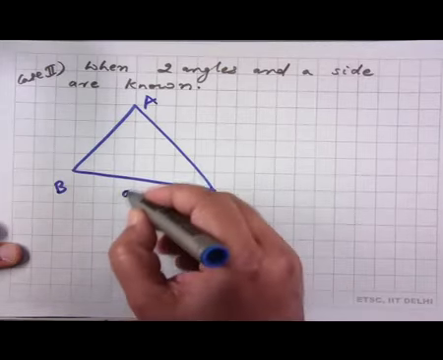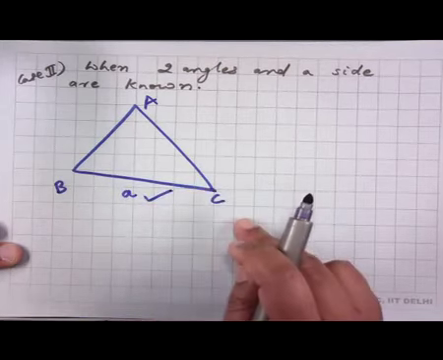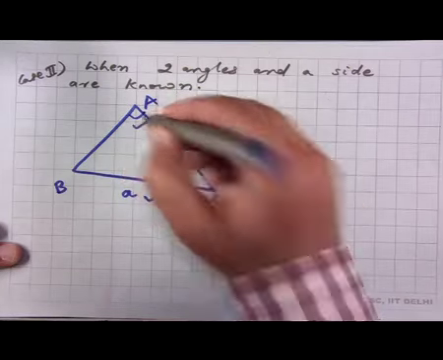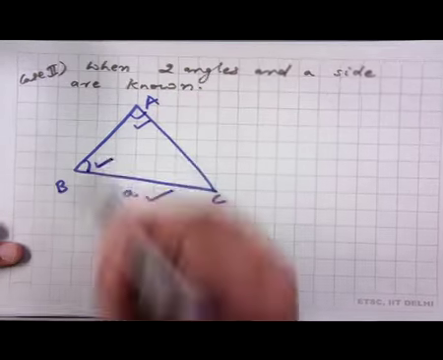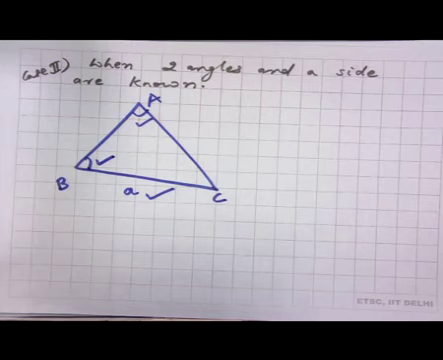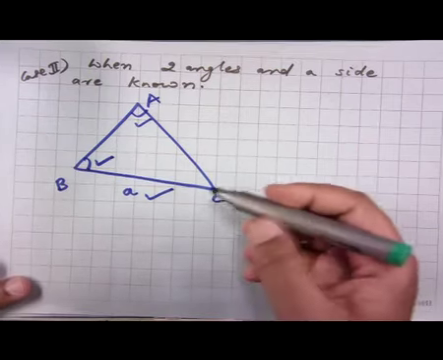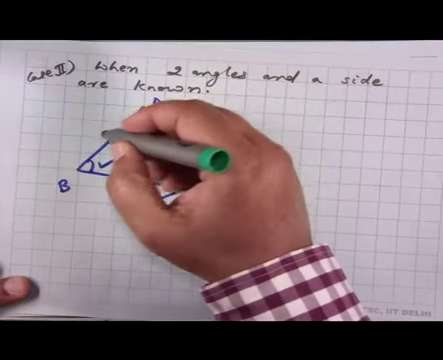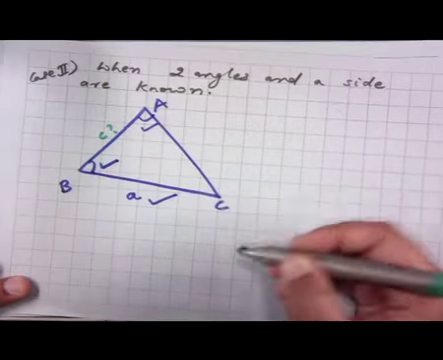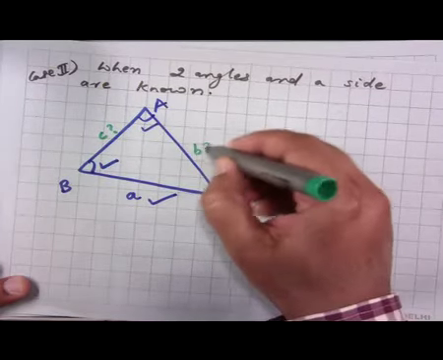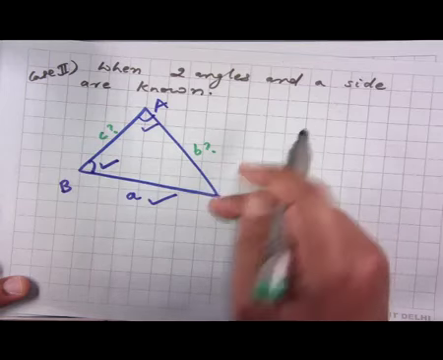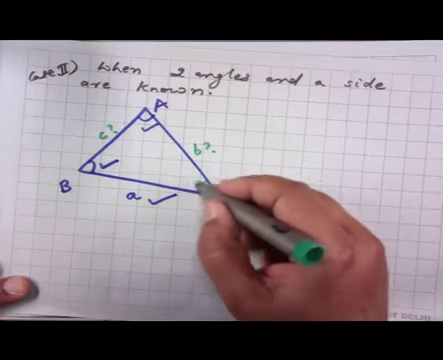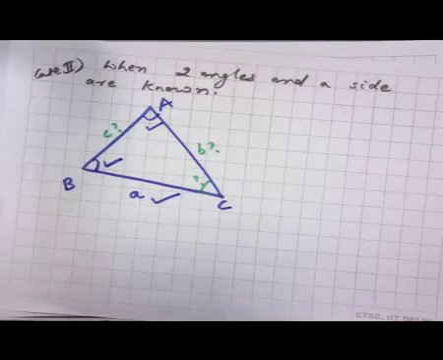So, let us say we know the length of this side, we know this angle A, and this angle B is also known. But then we do not know the other 3 elements: we do not know the length of this side, we do not know the length of this side, and we also do not know angle C.